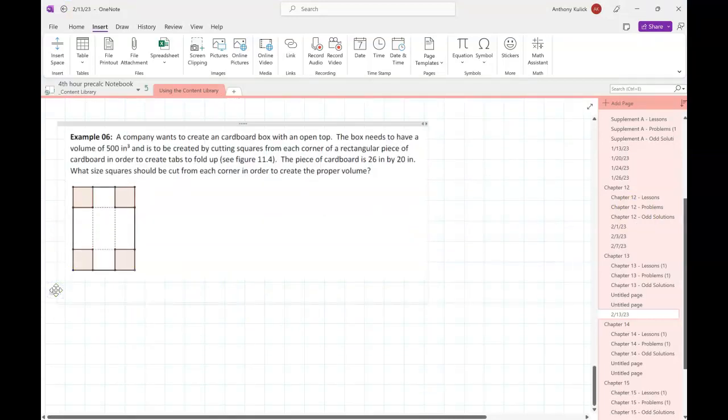So let's take a look at this problem here. We have that a company wants to create a cardboard box with an open top. The box needs to have a volume of 500 cubic inches and is to be created by cutting squares from each corner of a rectangular piece of cardboard in order to create tabs to fold up.